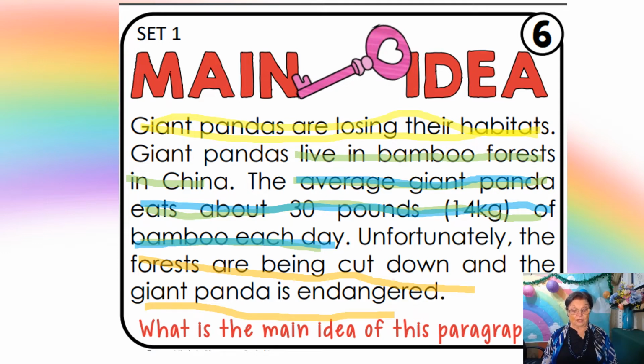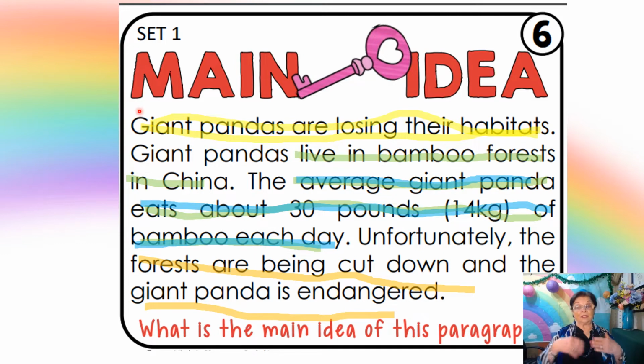The reason that they're losing their habitat, what is their habitat, could be a supporting detail. They live in the bamboo forests in China. Why is it so important for them to live in a bamboo forest? That would support the main idea. The average giant panda eats about 30 pounds of bamboo each day. That's a second supporting detail. The third supporting detail tells about how those bamboo forests are disappearing. Forests are being cut down, and so the giant panda is endangered.